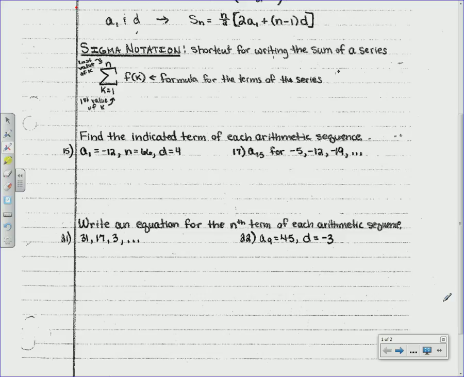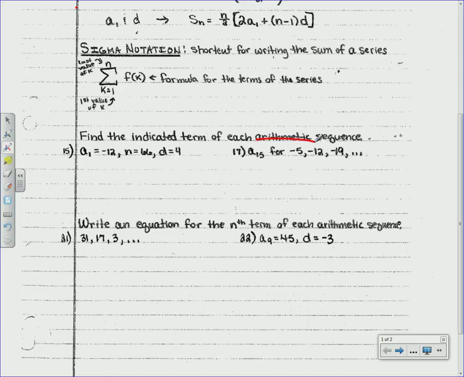a sub 66, that's what they're asking us for, right? We don't know it, okay? Do we know a1? Do we know the first term? Yes. What is it? Negative 12, right? Plus n minus 1 times d. What's n? They literally told us, right? Times d, over and over and over again, okay?